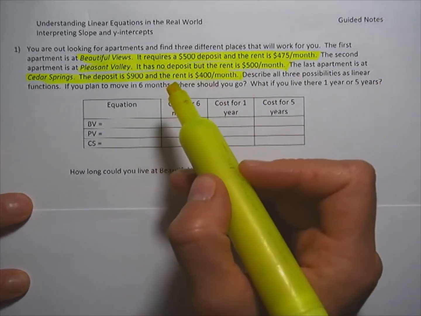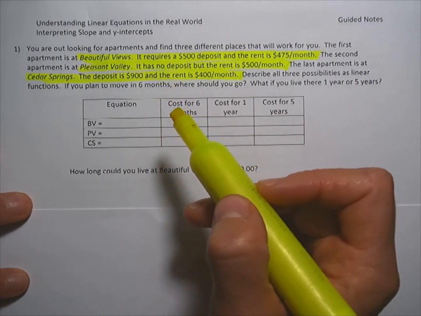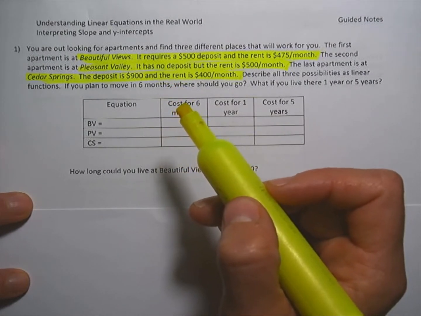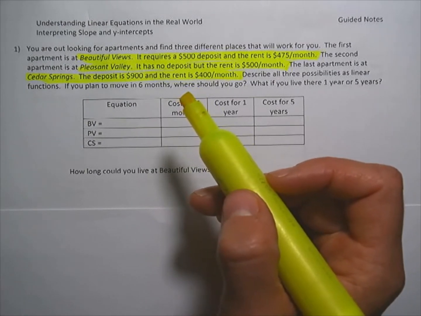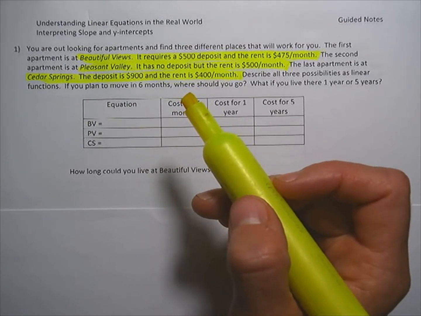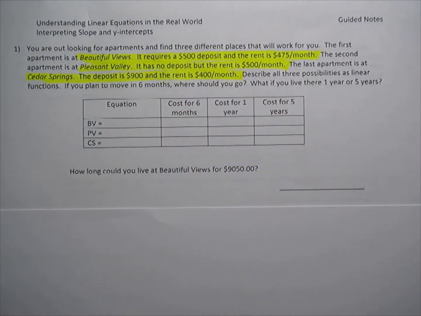So what we're going to do is write down an equation that represents how much we would pay in total if we're living at each place. Okay, so let's start with our first one.